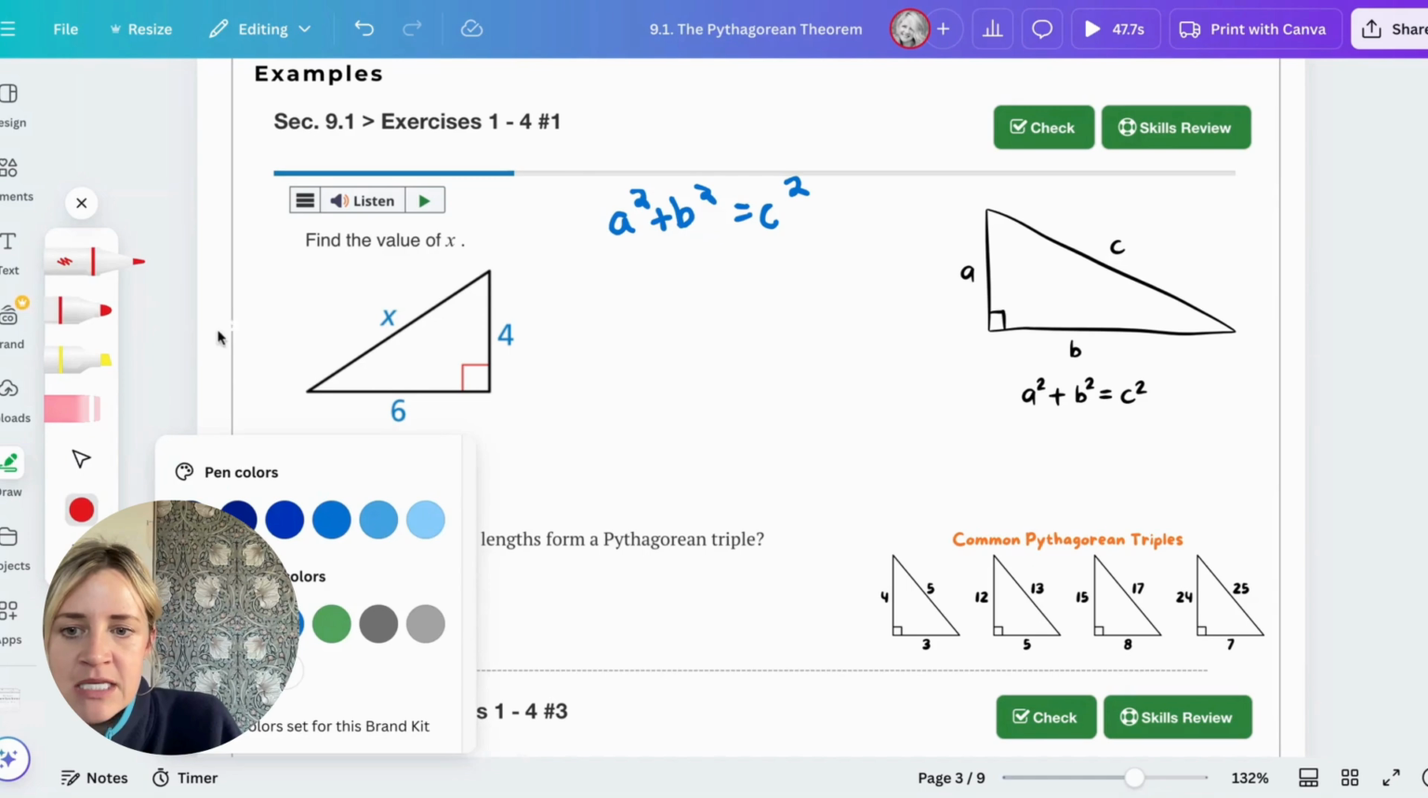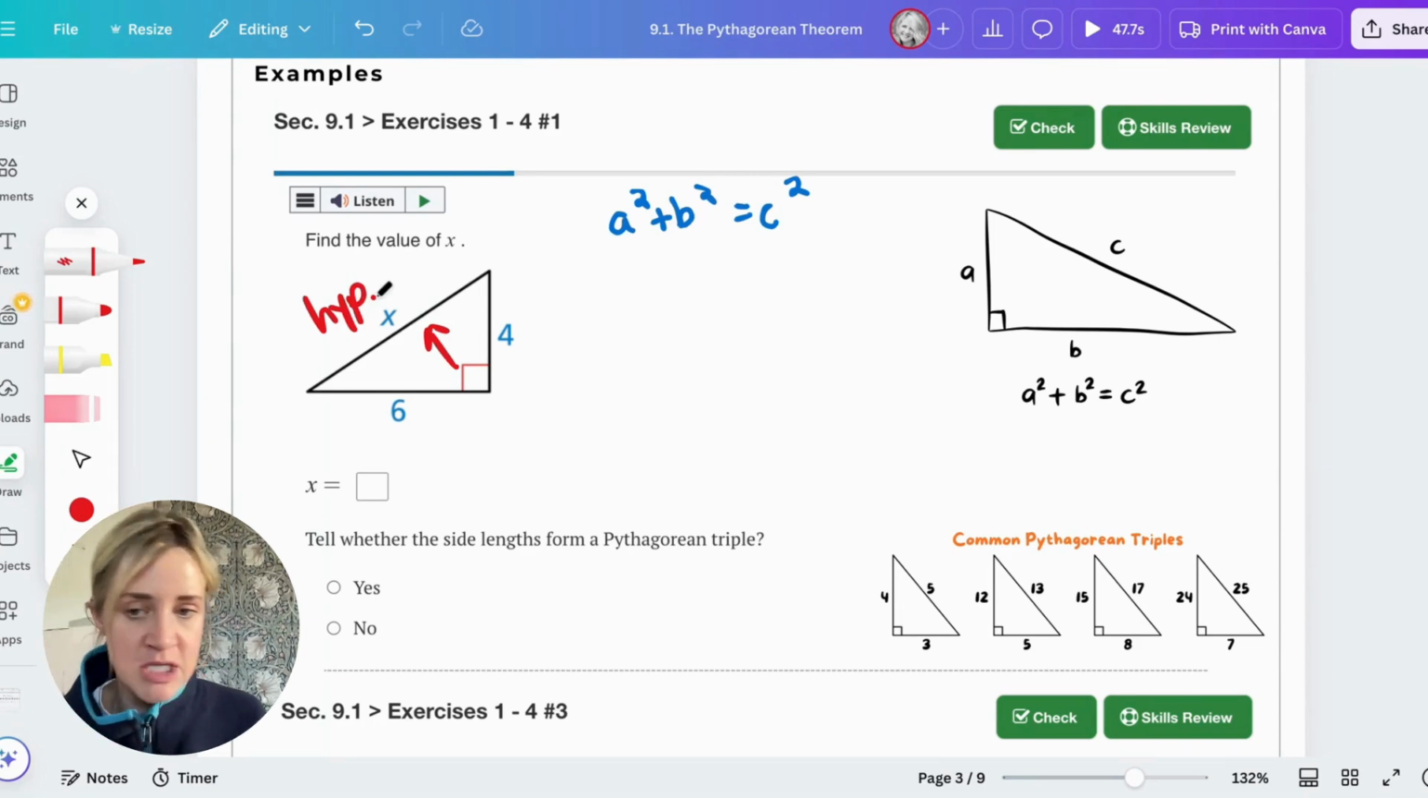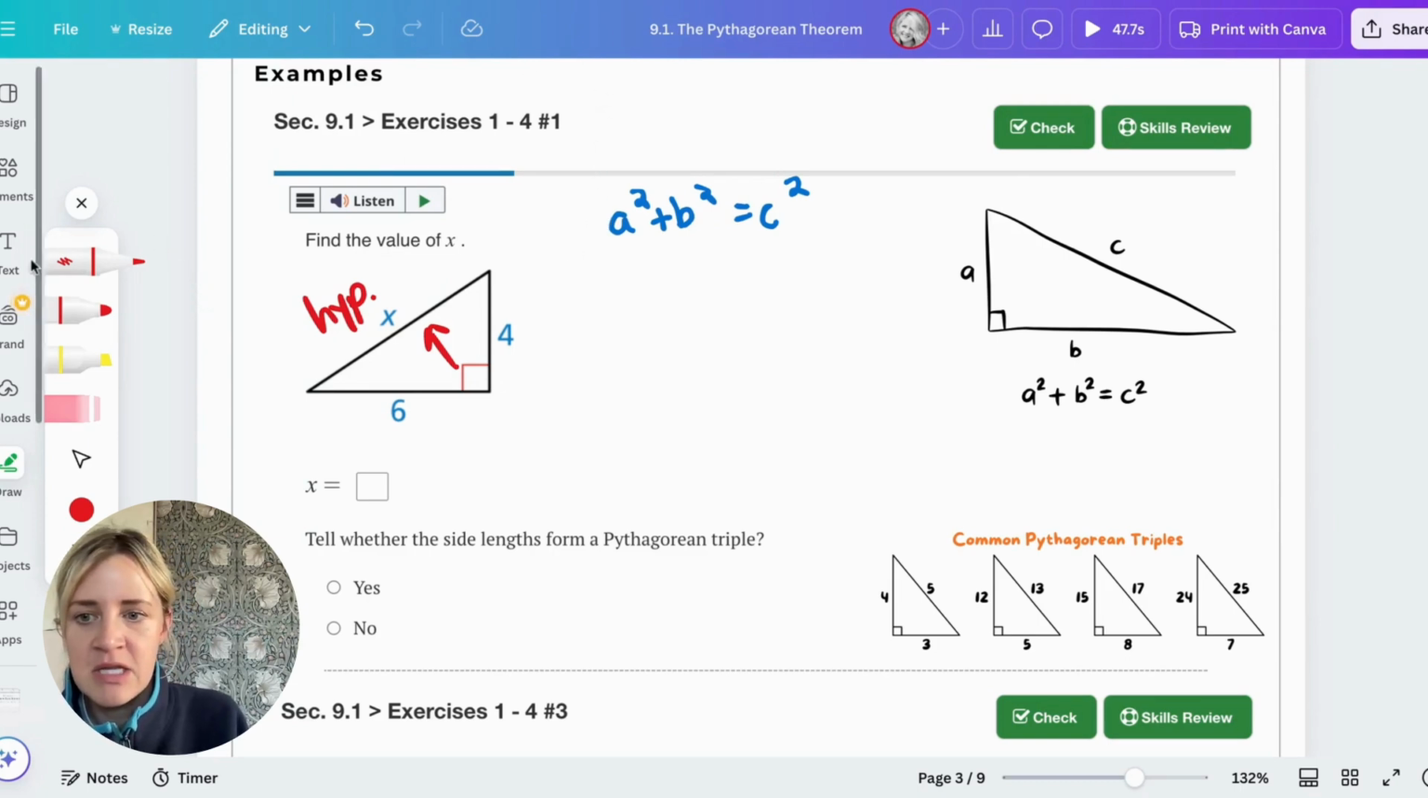And so in this case, the hypotenuse is across from the 90. So this is my hypotenuse, and an abbreviation often used for hypotenuse is HYP. The other two, the a and the b, don't matter. They could be 4 or 6, or in reverse, because of the commutative property. The order doesn't matter. And so let's plug these in.